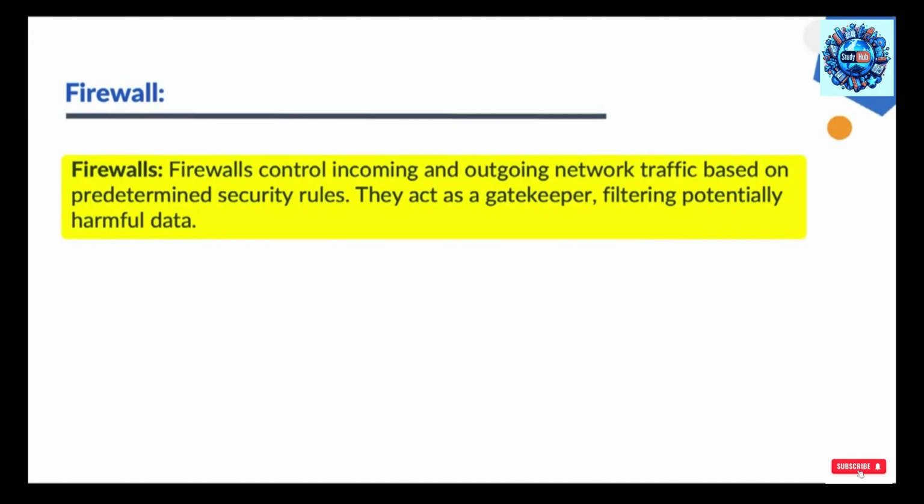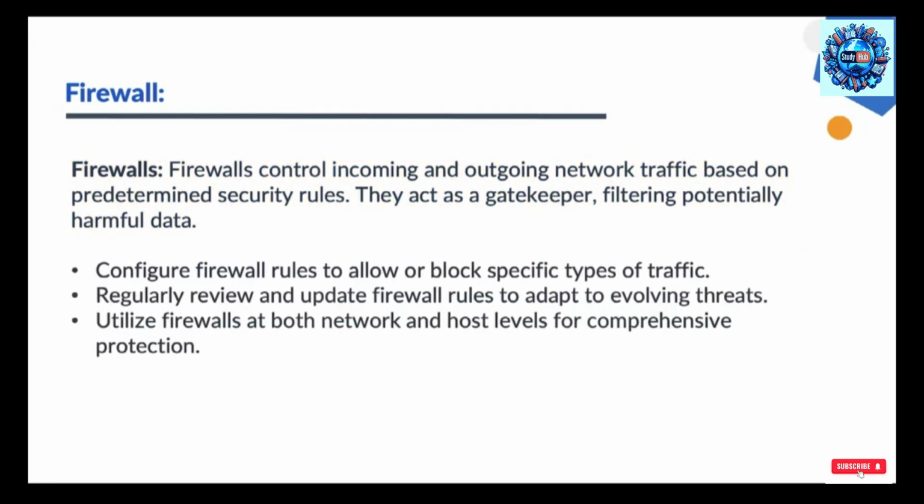Next up is the firewall, a critical barrier between your internal network and the vastness of the internet. Firewalls control incoming and outgoing traffic based on predetermined security rules. They act as a gatekeeper, filtering potentially harmful data. To have a great firewall in place, we need to configure firewall rules well to allow the incoming traffic and block specific types of traffic. We also need to regularly review and update our firewall rules to adapt to the evolving threats, and utilize firewalls at both the network and host level for comprehensive protection.